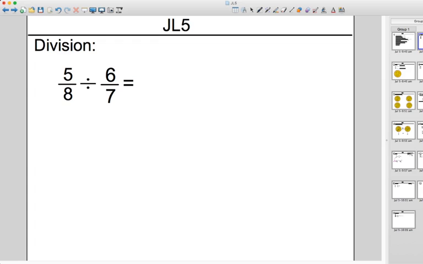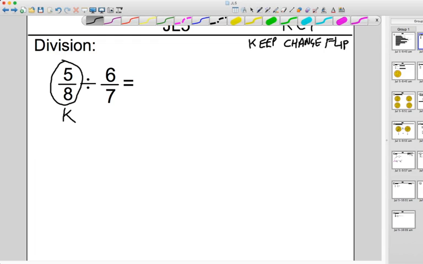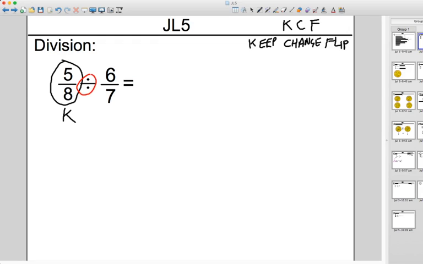There's a trick to division. The trick is called KCF, which stands for keep, change, flip. So what we're going to do is we are going to keep the first fraction. We are going to change the symbol. And we are going to flip the final fraction.